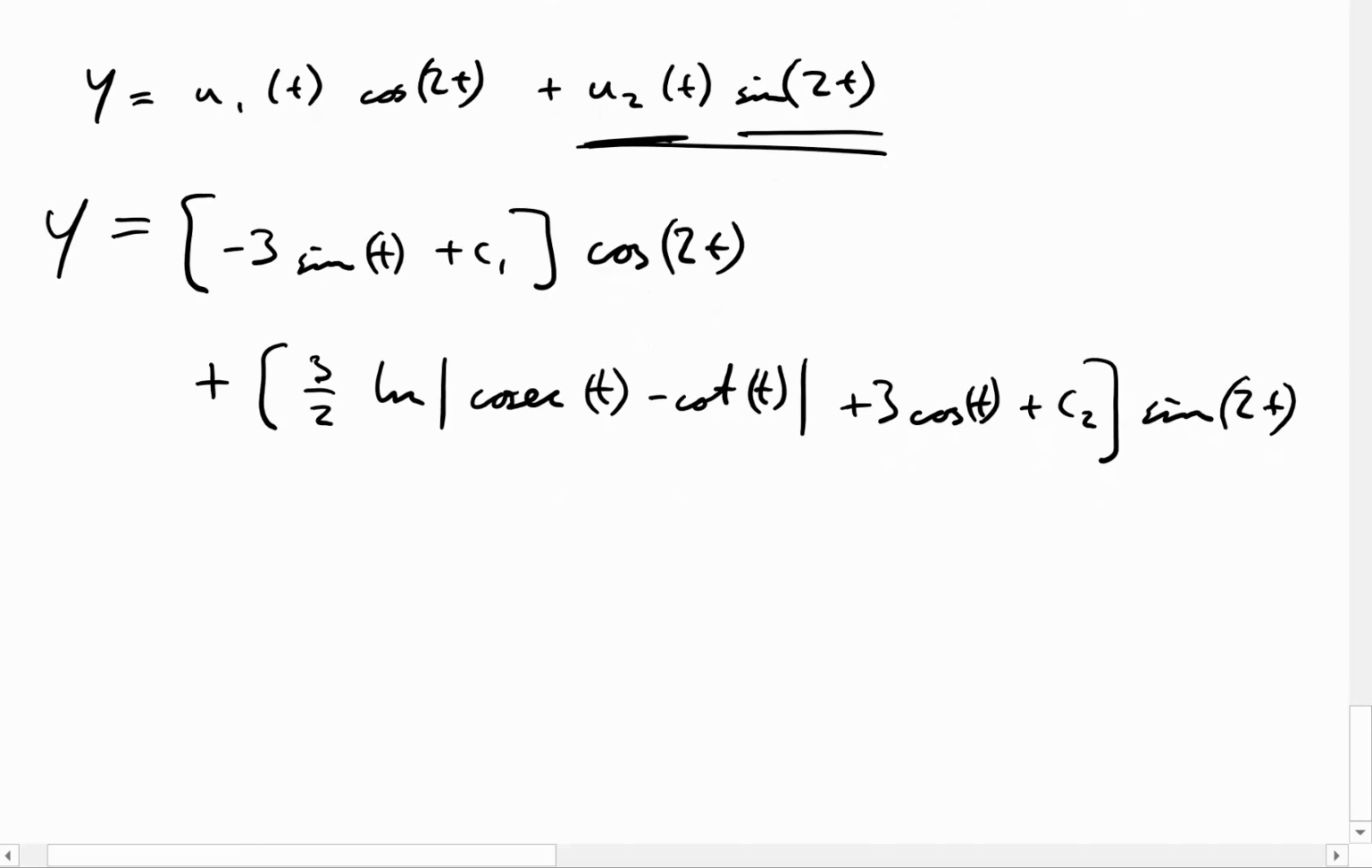Now I could leave it like that, but I'm going to do a little bit more simplification, just to hopefully help you see where everything comes from. So the first thing I'm going to do is multiply through by cos 2t.